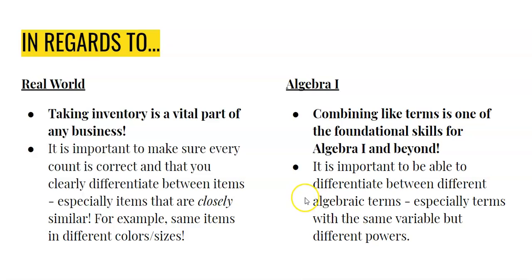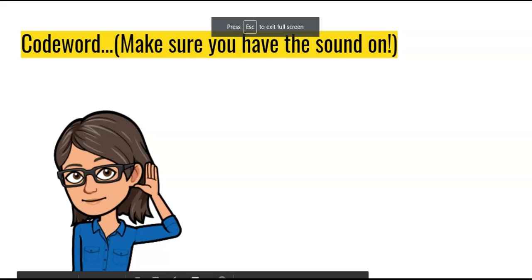Similarly, in Algebra 1, combining like terms is one of the foundational skills for Algebra 1 and beyond, especially for Unit 6 and going into Unit 7. Being able to identify like terms is very, very important. It's important to differentiate between different algebraic terms, especially terms with the same variable but different powers. This is where students may make mistakes, where they see the same variable, but be careful. Make sure they have the same exponents. If they have different exponents, they are not like terms, and you cannot combine them. So that is the end of part 1 of your notes.